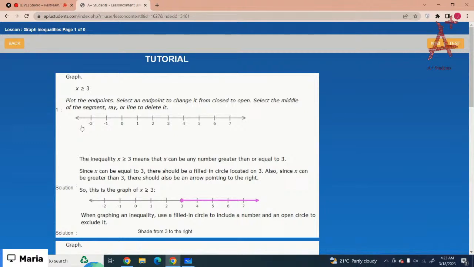The inequality x is greater than or equal to 3 means that x can be any number greater than or equal to 3. Got it? That means you have to move to the right-hand side of the 3, because it includes all the numbers that are greater than 3. Also, because x is equal to 3, that means 3 is included in the graph. So it must be a filled circle. Got it?